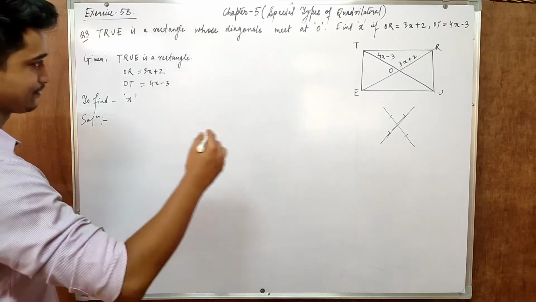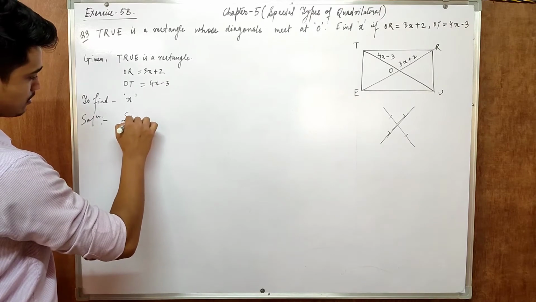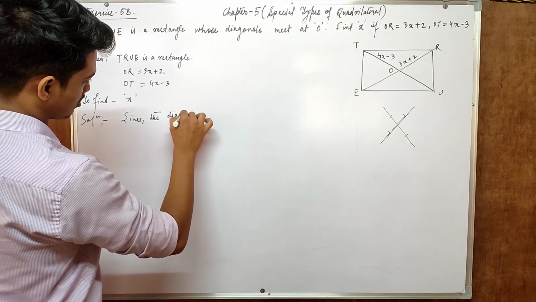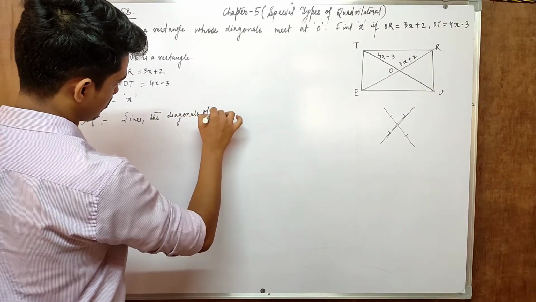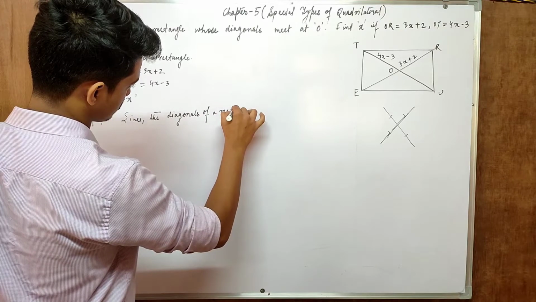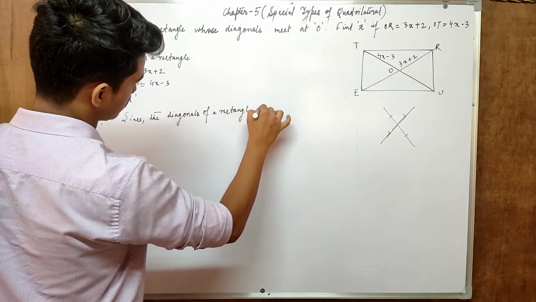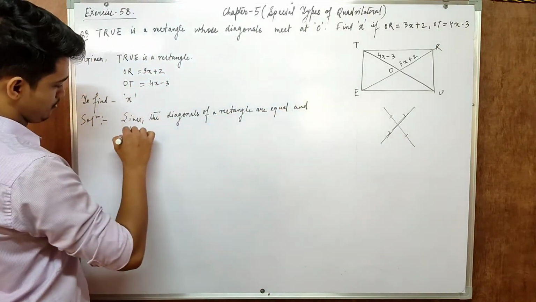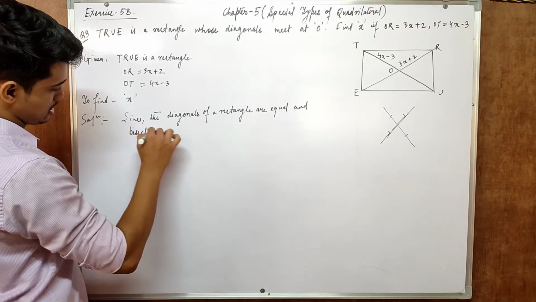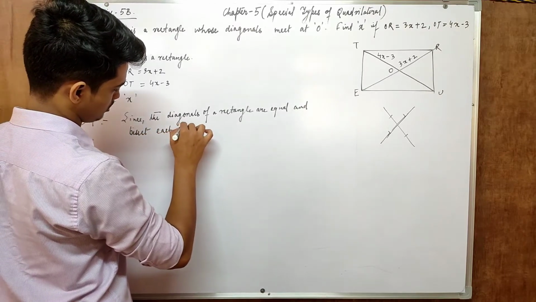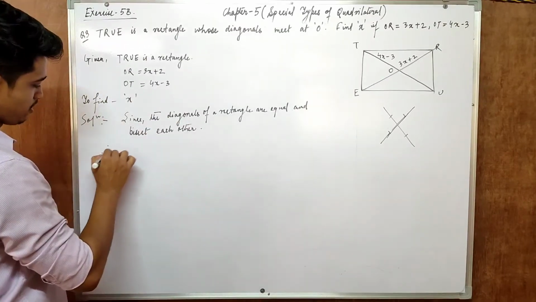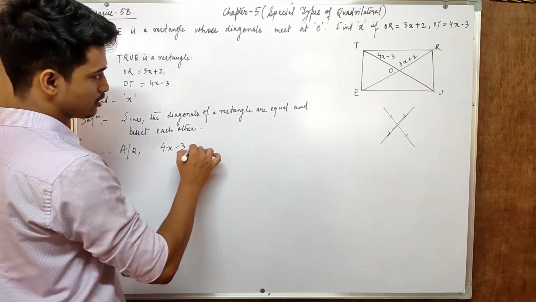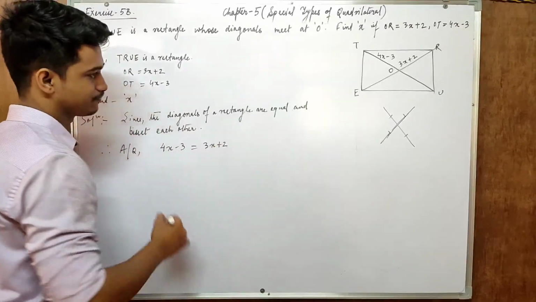So let's say we have to write like this: since the diagonals of a rectangle are equal and bisect each other, therefore according to the question, 4x minus 3 is equal to 3x plus 2. Is it okay or not?